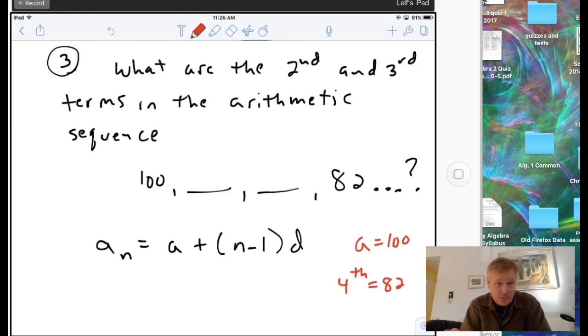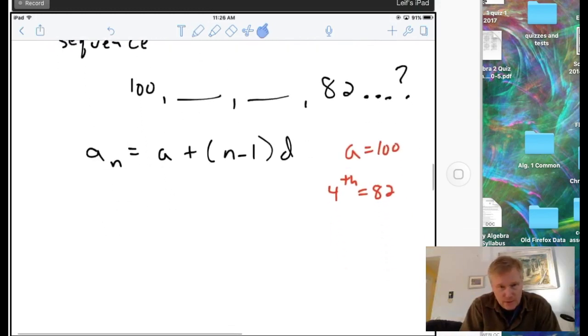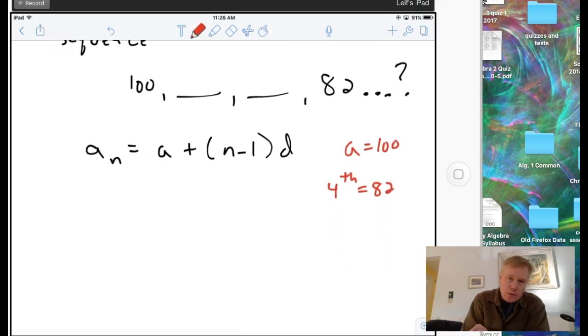If the common difference was 3, that means you'd add 3 over and over again. I could take 100 and add 3, and get the next number. Now, obviously that's not the case. Since the numbers are actually getting smaller and smaller, I can tell you right now that D is going to be a negative number, whatever that may be.